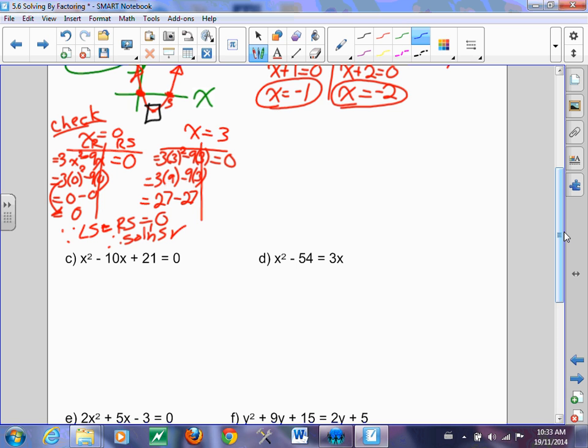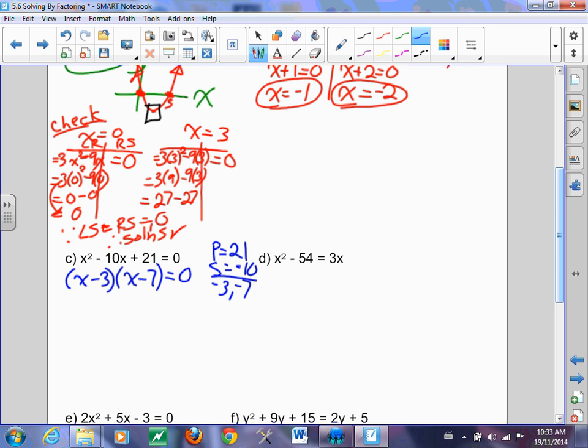All right. Can we common factor or divide every term by a number? No. But what we notice is we've got a product of 21, a sum of negative 10. Our two numbers are going to be negative 3 and negative 10. Sorry, negative 3 and negative 7, my fault. Okay. So then we set up our brackets. x minus 3 times x minus 7 equals 0.